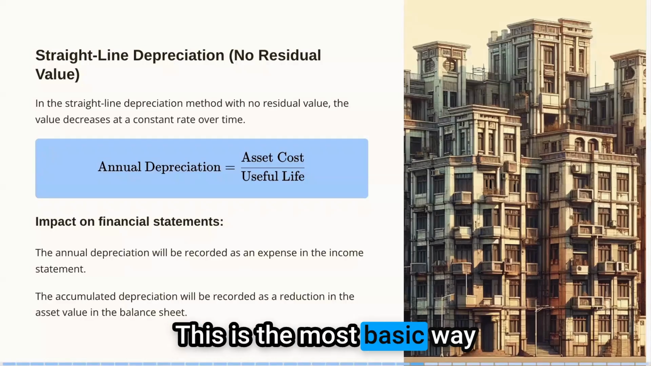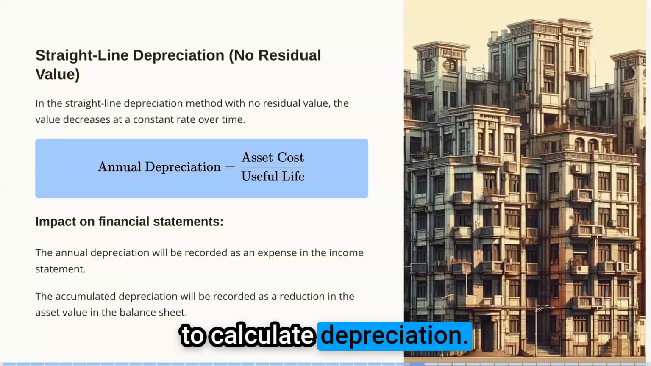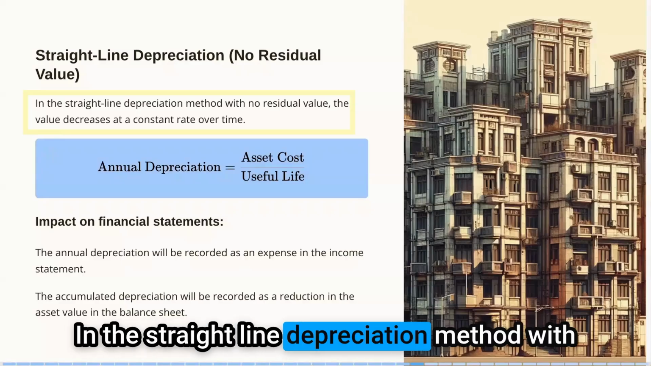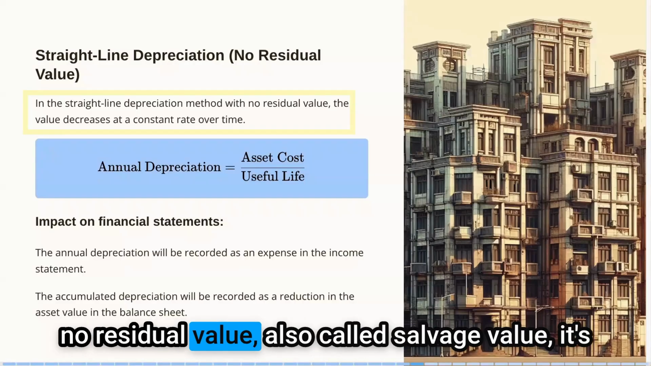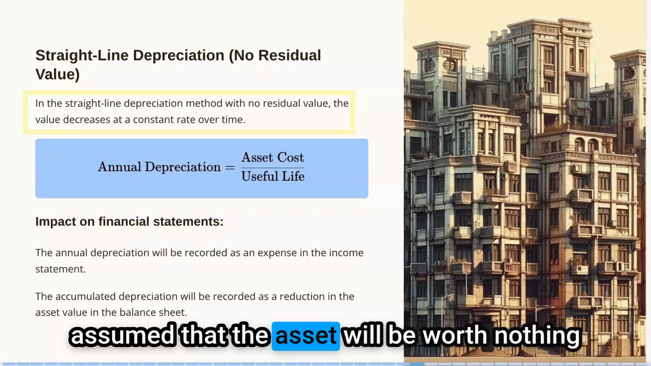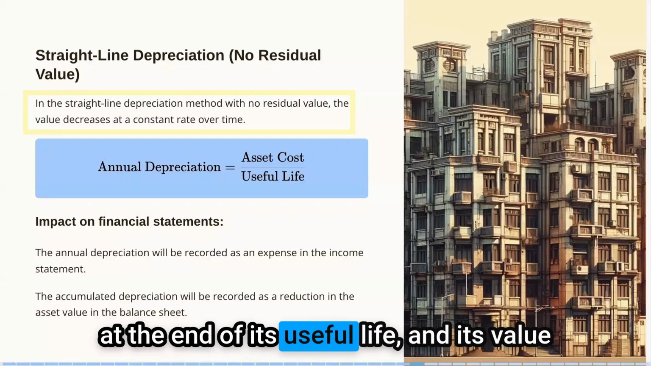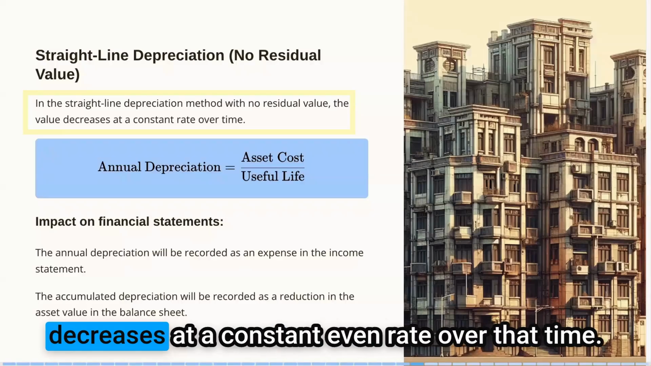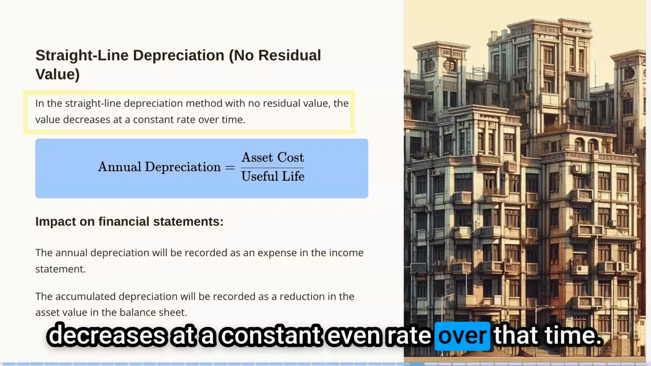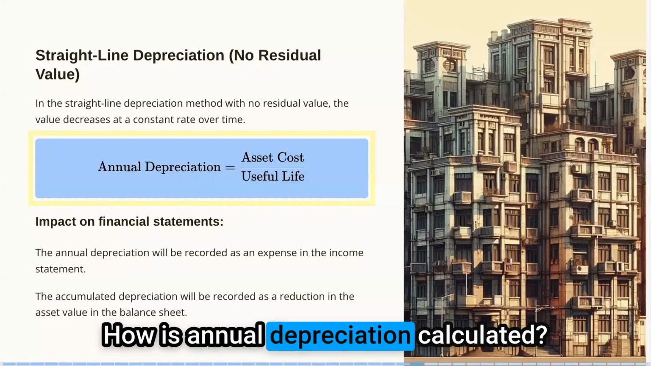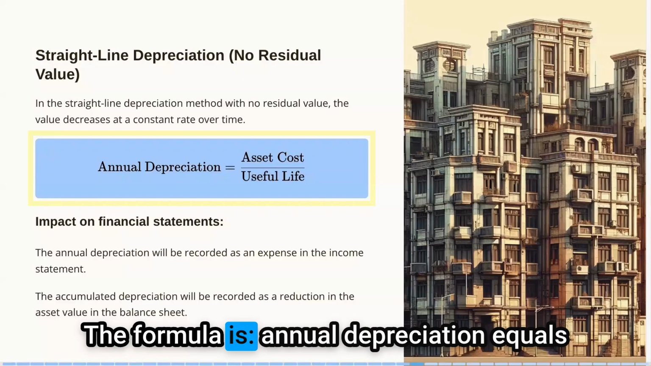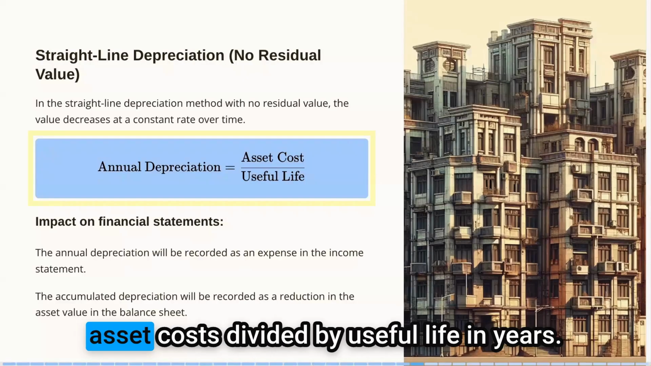This is the most basic way to calculate depreciation. In the straight line depreciation method with no residual value, also called salvage value, it's assumed that the asset will be worth nothing at the end of its useful life and its value decreases at a constant even rate over that time. How is annual depreciation calculated? The formula is annual depreciation equals asset cost divided by useful life in years.